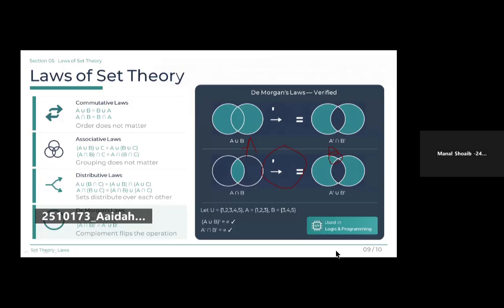Second is associative law. It means that grouping does not matter. For example, if we have three sets A, B, and C, then we can group them in any way, but the final answer will remain the same. This is useful when we are working with more than two sets.